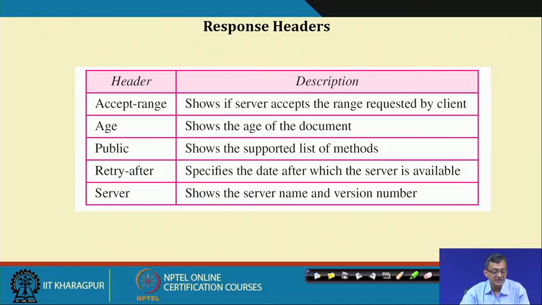So, there are response headers, like accept range, age shows the age of the document, public shows the supported list of methods, retry after specifies the date after which the server is available, server shows the server name and version number, and like that. So these are different response headers.